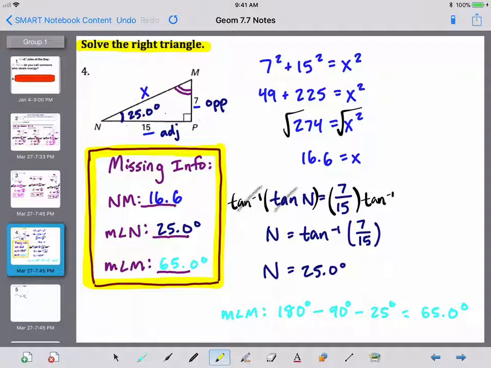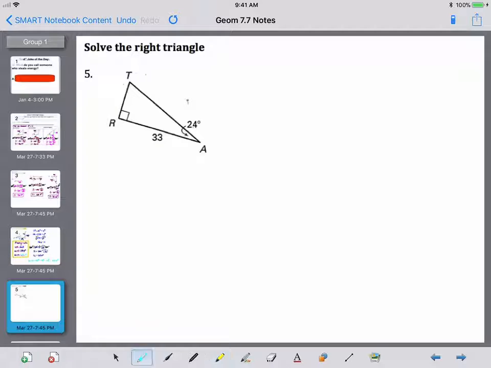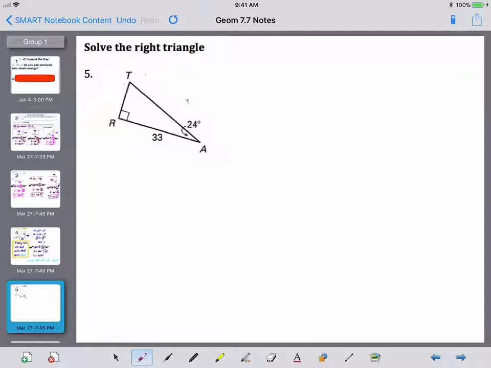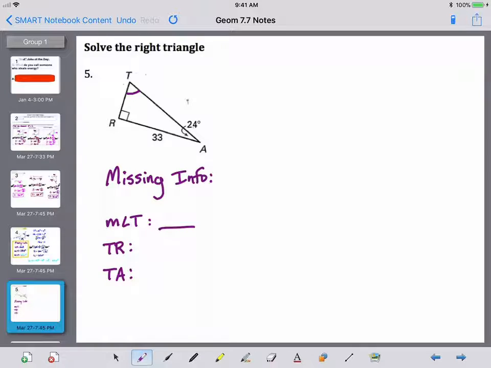Okay, the other way that you can solve a right triangle is if you know one angle and one side. So this one's going to be a little different process. Firstly, let's list our missing info. So I notice I don't know the measure of angle T, so that's something we're going to have to find. I don't know the length of side TR, this side on the left, and I don't know the length of the hypotenuse TA. So I'm going to have to find those 3 things in this triangle.